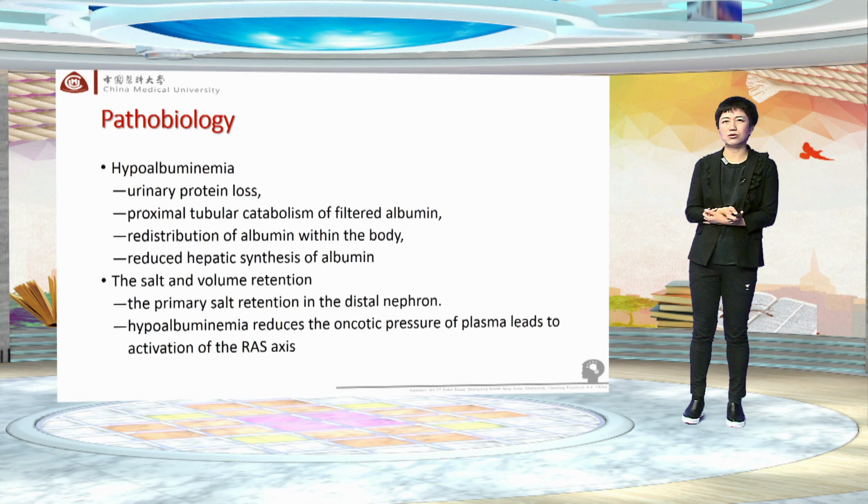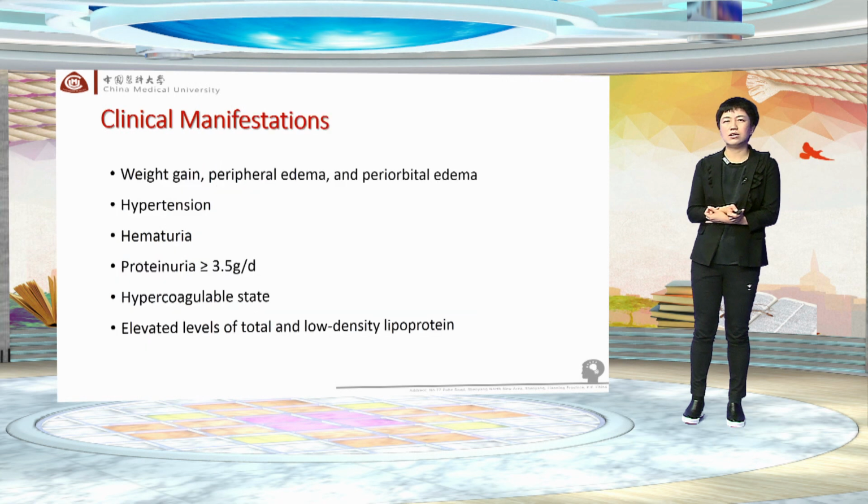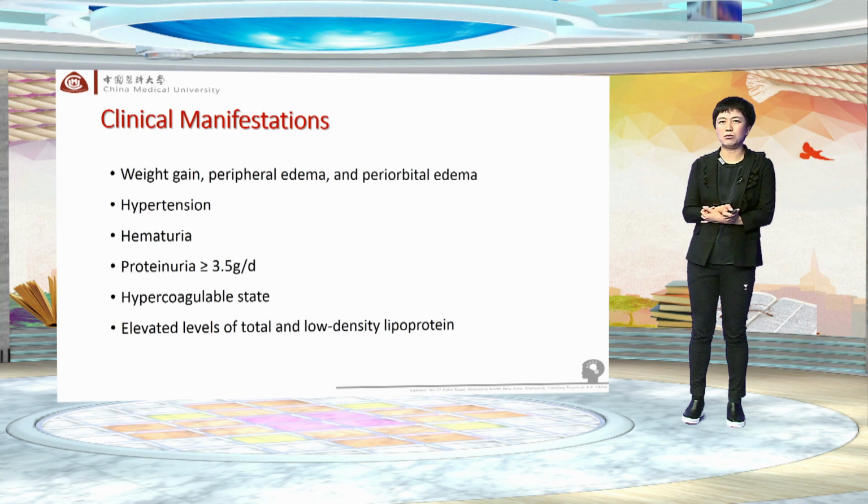One is the primary salt retention in the distal nephron. The other is that hypoalbuminemia reduces the oncotic pressure of plasma. The resulting intravascular volume depletion leads to activation of the RAS axis, and this activation increases the retention of renal sodium and fluid. Patients may present with weight gain, peripheral edema, and periorbital edema.